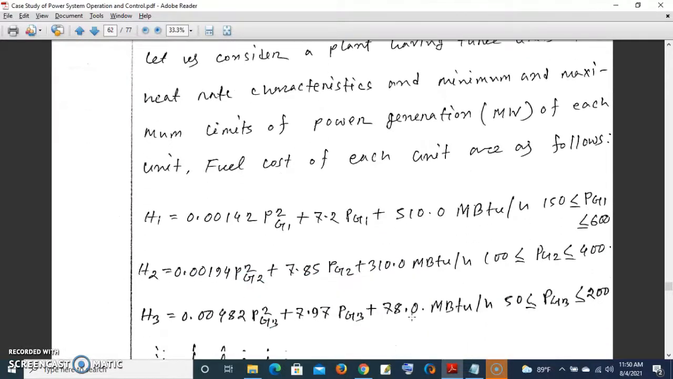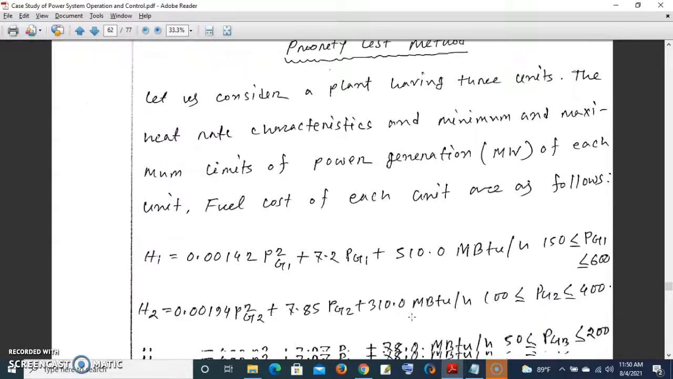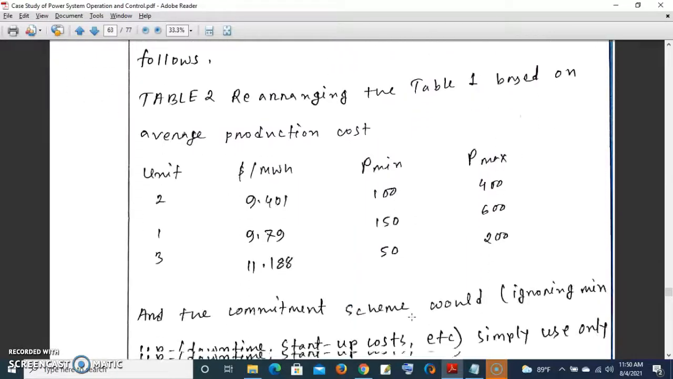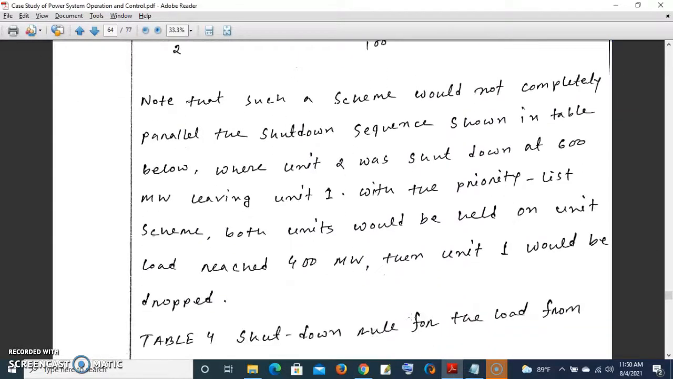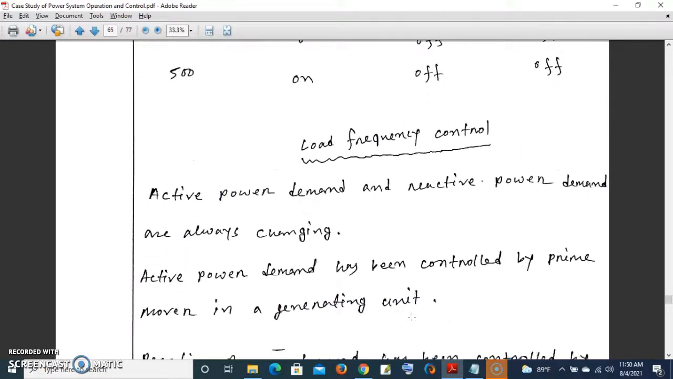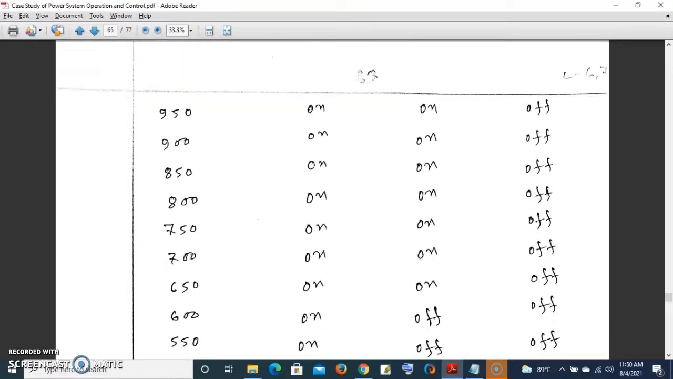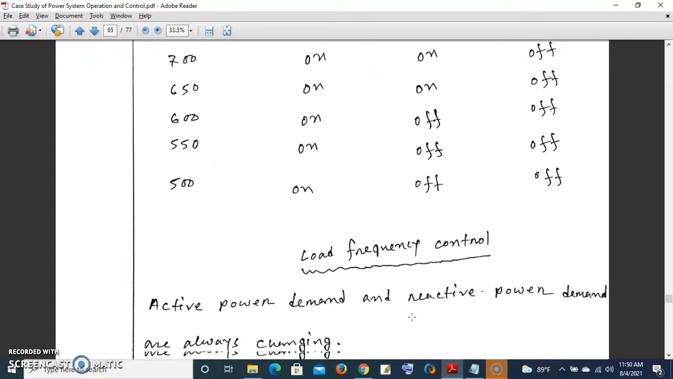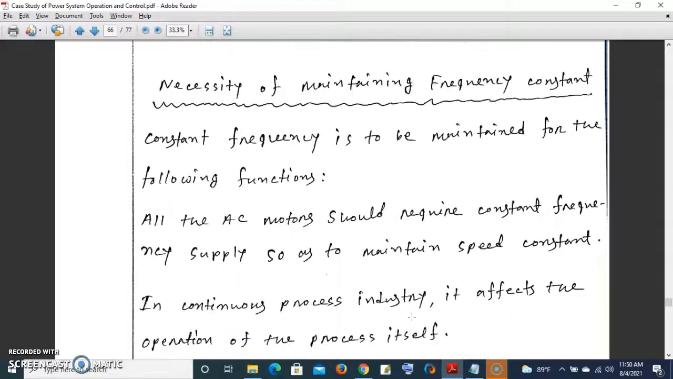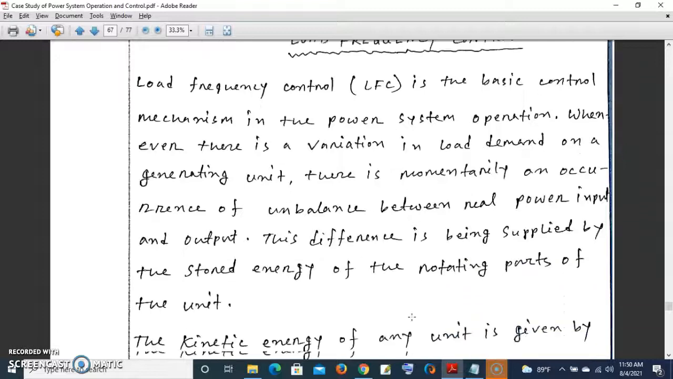Priority list method. Here is the priority list method, which is lesson 6. Here is the total method presented. Load frequency control. It is part of lesson 7. Load frequency control. Necessity of maintaining frequency constant. Load frequency control.